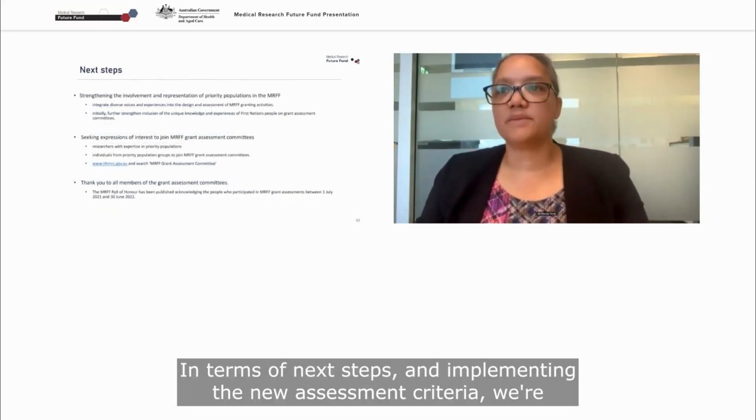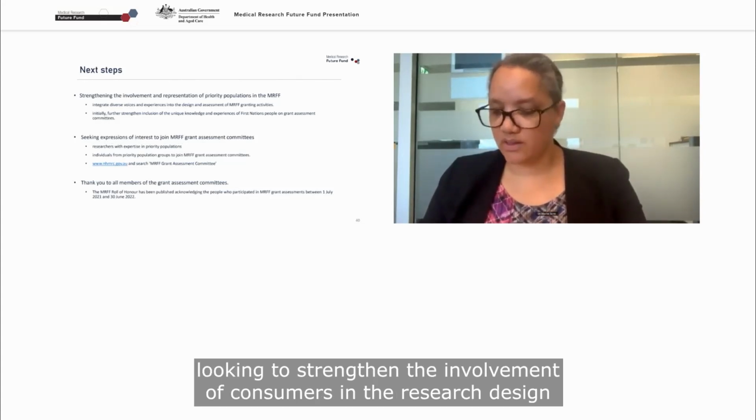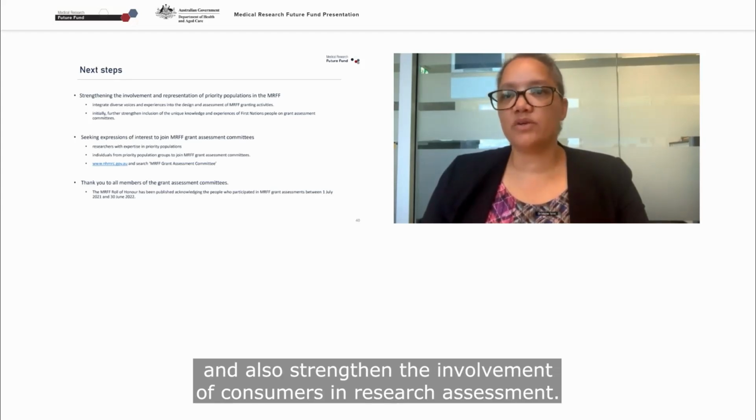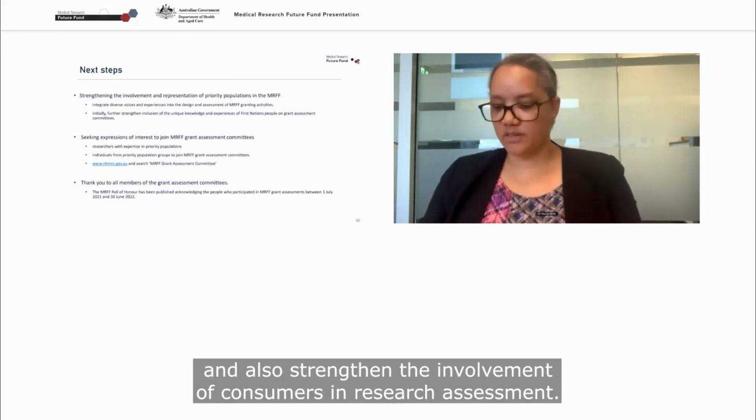In terms of next steps of implementing the new assessment criteria, we're looking to strengthen the involvement of consumers in the research design process, and we'll be working with the Consumer Reference Panel on that work, and also strengthen the involvement of consumers in research assessment.